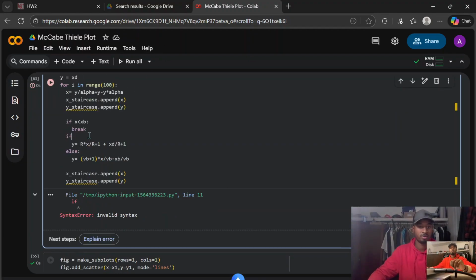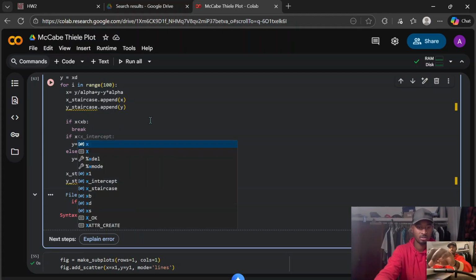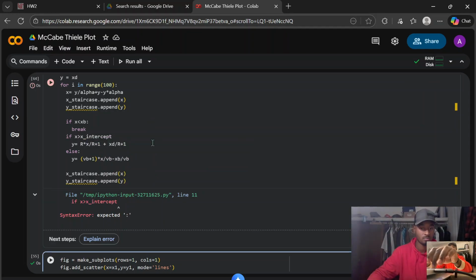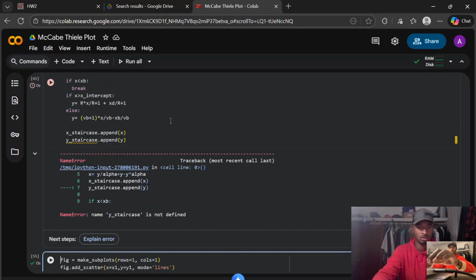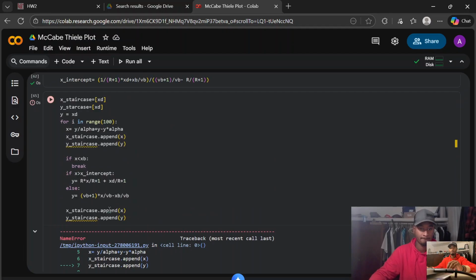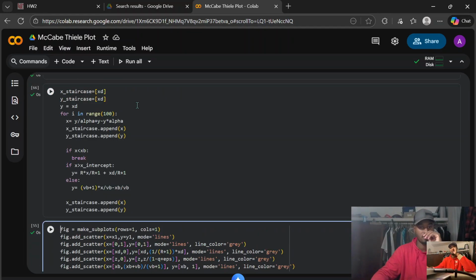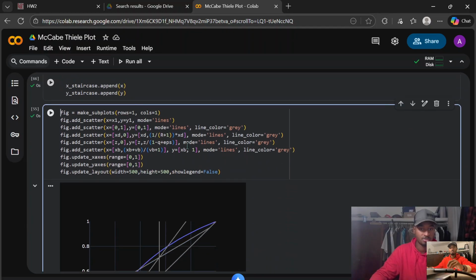So now here we can say if x is this, if this is greater than our x-intercept, utilize that. All right, so now we've built out our loop to generate our steps. Now we can just add those steps into the graph.